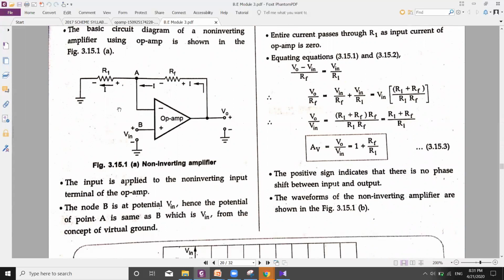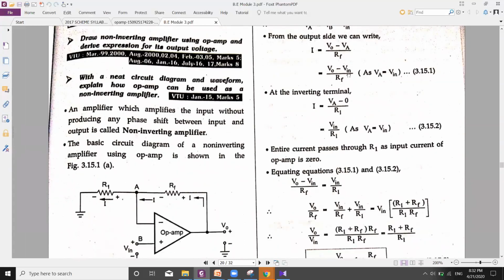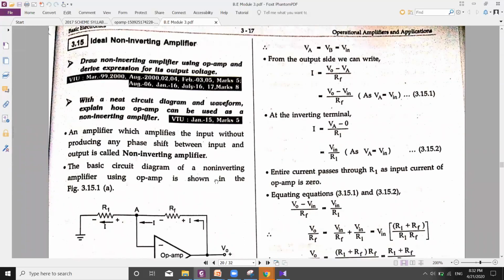From the virtual ground concept, what I can say, potential at A is equal to potential at B. Fine. Potential at B is V in. So from the virtual ground concept, what I can say is VA is equal to VB, which is equal to V in.